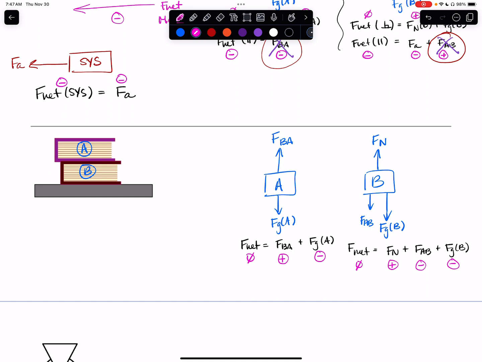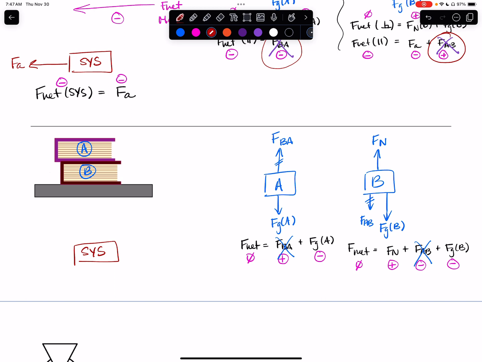So I look to see if I have any internal forces, and I do. I have this internal force and this one. Those two are equal and opposite, so they're going to cancel each other out. They're going to be gone, which means I'm going to have my two gravitational forces and then the normal force acting on this system. So I go back and I draw my system.